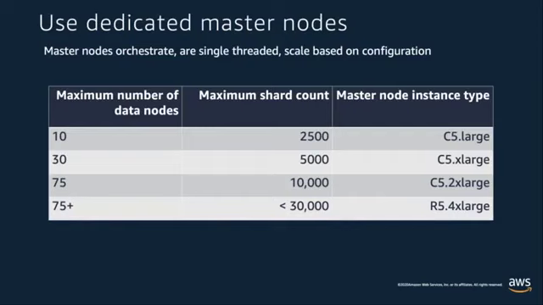And again, we have here a proxy in terms of the data nodes, in terms of the shard count, right? So out to 10 data nodes, C5 large. We do favor the C5 instances for dedicated master nodes, out to the really large cluster size at the 75 plus data nodes. And you'll see we scale linearly, vertically: C5 large, C5 extra large, C5 2 extra large. And then at the top end, we'd go R5 4x large.